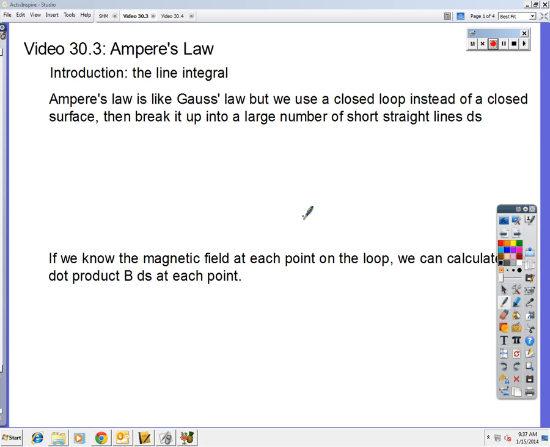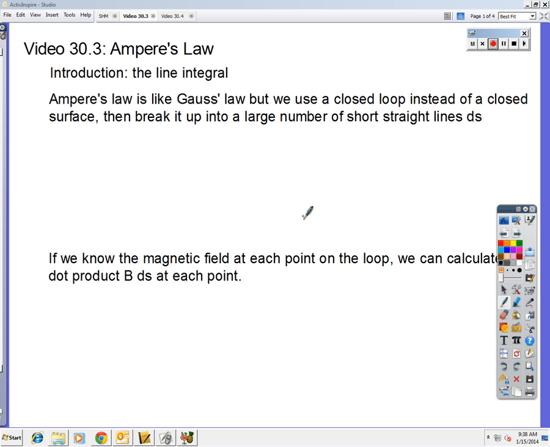Okay, this is video 30.3. We're going to learn about Ampere's Law. And Ampere's Law is a tremendously useful thing that we can use to calculate magnetic fields, and it's much, much easier than the Biot-Savart law. But in order to understand it, we need to know about something called the line integral.